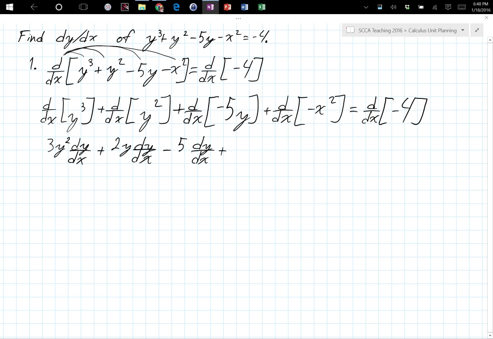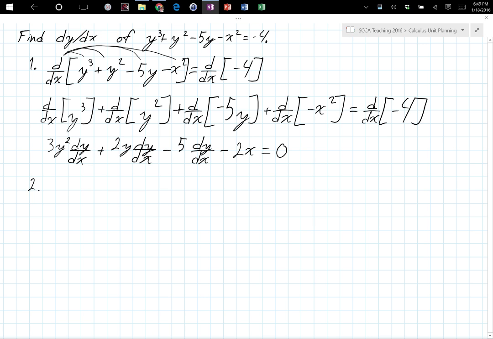And what we know and love, oh, there's that negative again. So that's going to be a negative. The derivative of x squared is going to give me 2x. Note I don't have a dy dx. And the derivative of a constant, 0. Whew! Alright, so we finished with the first step.